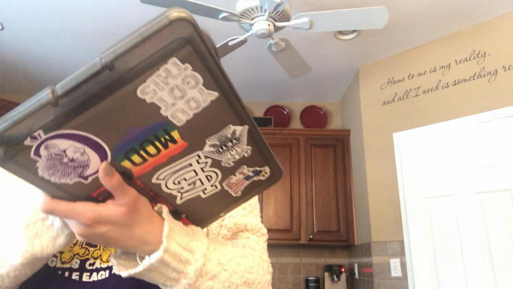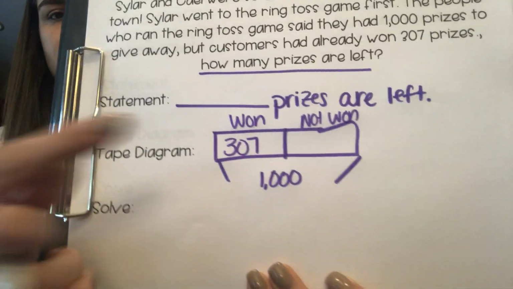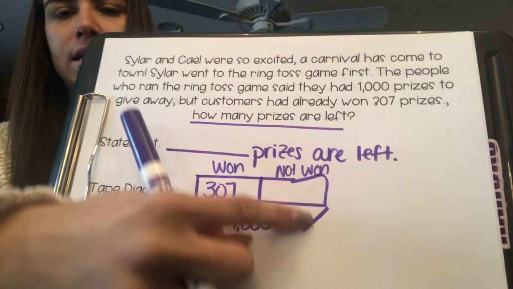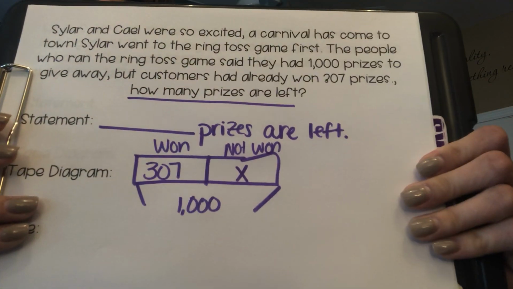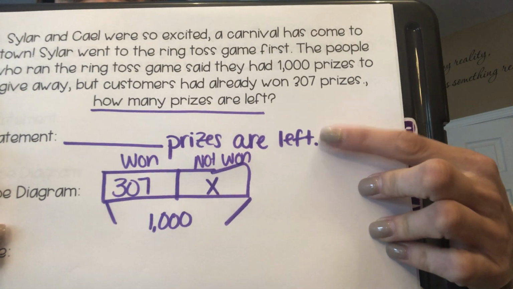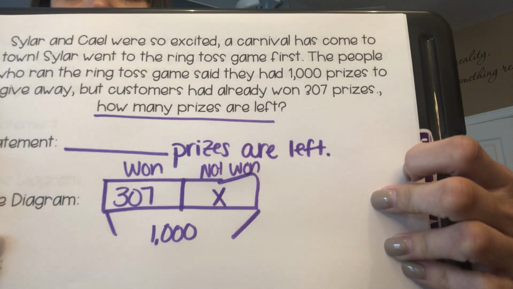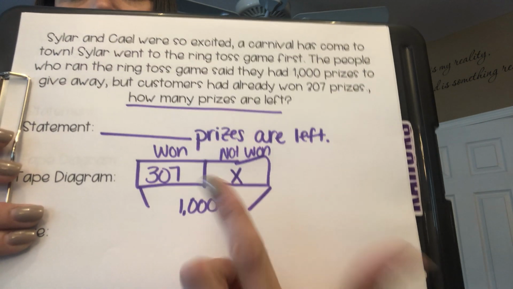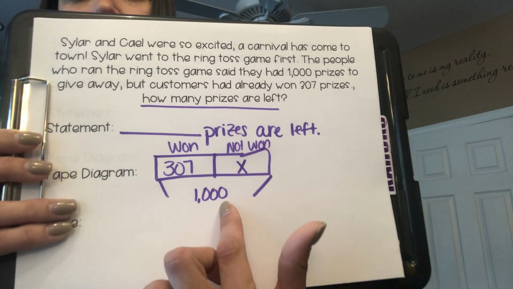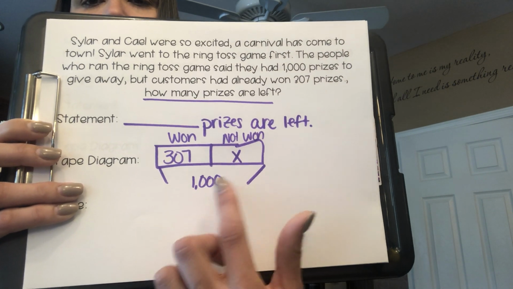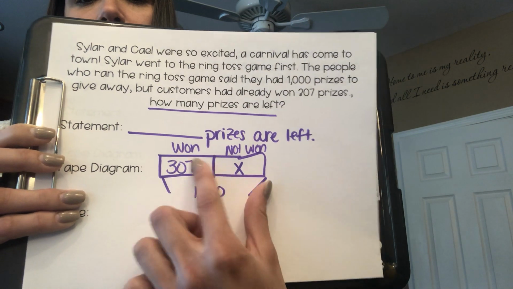We know that there were 307 already won, so that's gonna go in the 1 box. And then we don't know how many have not been won yet, or how many are left. That's what we're trying to find, so that's where I'm gonna put my X. Now if you remember, part, whole, I subtract. So I'm gonna subtract the part from the whole. 1,000 minus 307. So I'm gonna write that down.